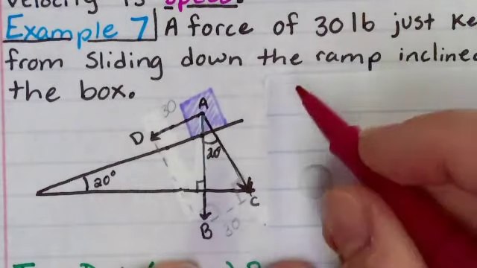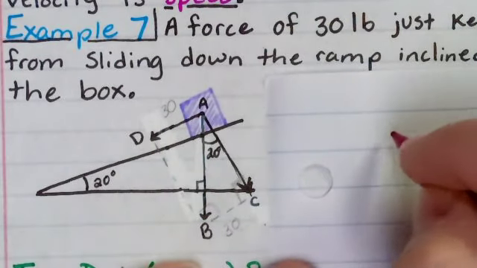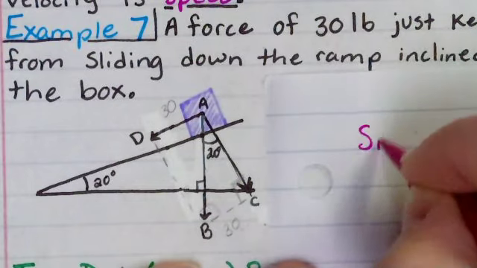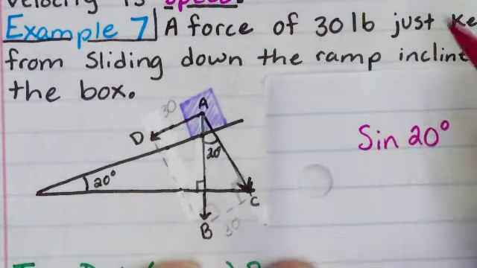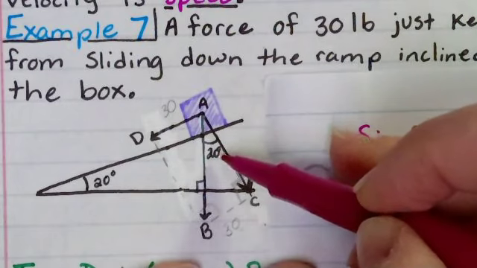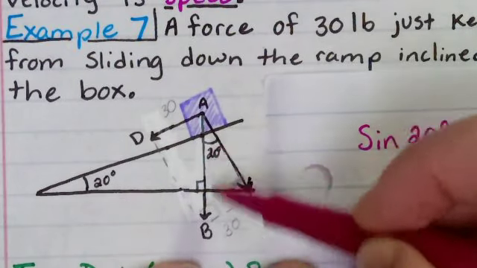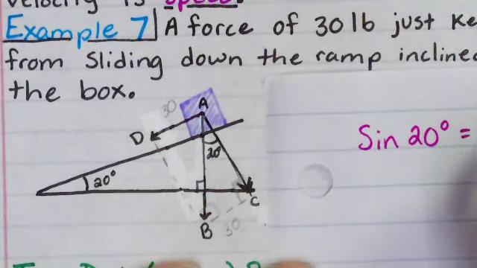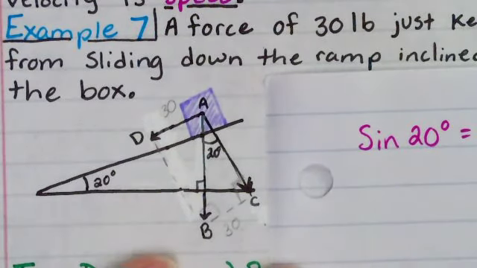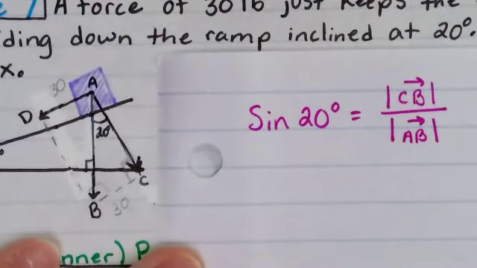So here we go. We're going to set up a trig ratio here. We're going to say sine of that 20 degrees. Remember, that's this angle right there. That's going to equal opposite over hypotenuse. So that's going to equal the magnitude of CB, and I'm just going to draw that for right now. Again, I'll put the number in there in a second. Magnitude of CB over the magnitude of AB. And remember how I said magnitude of AB is what we're really solving for, because that's going to give you the weight of that box.